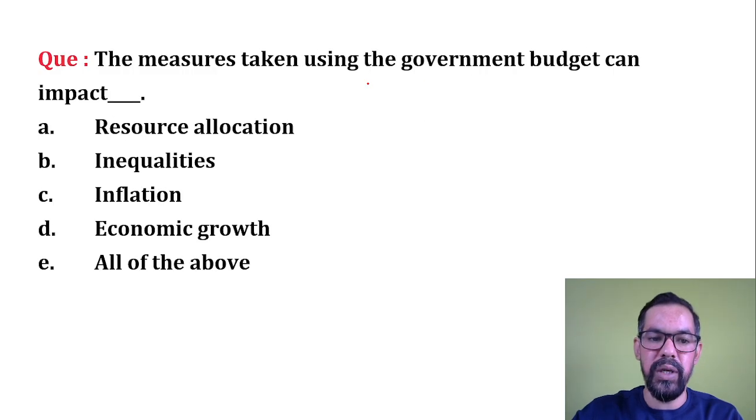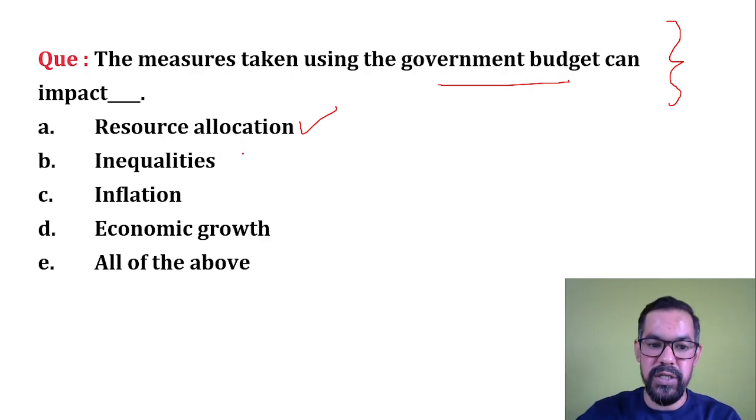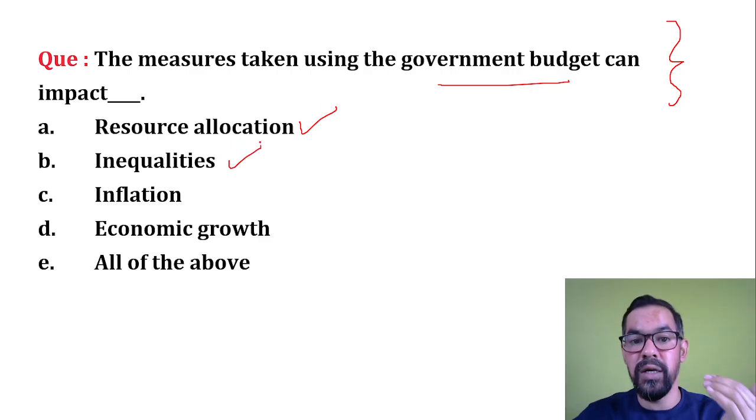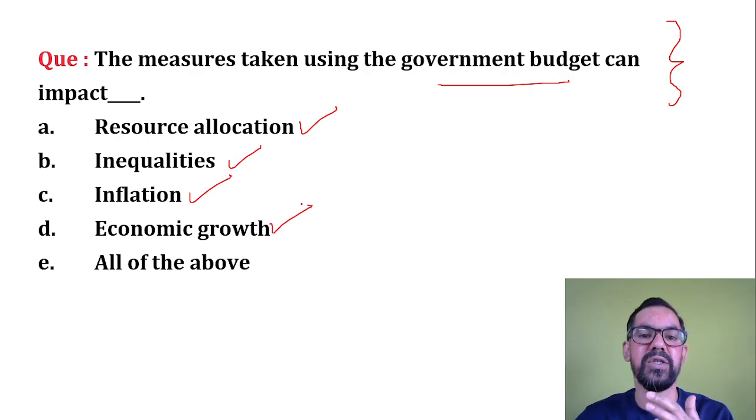Okay, next one. The measures taken using the government budget can impact which of these? If you talk about the government budget or the fiscal policy, that generally impacts different areas, or generally includes different factors. Resource allocation is part of fiscal policy and budget. Reduction in inequalities is a prime agenda of the budget. Inflation, to beat the inflation or for price stability, is again part of the budget. Economic growth is the supremacy of the budget.